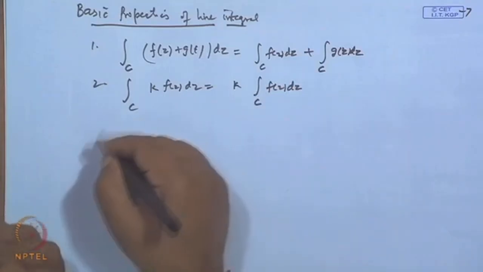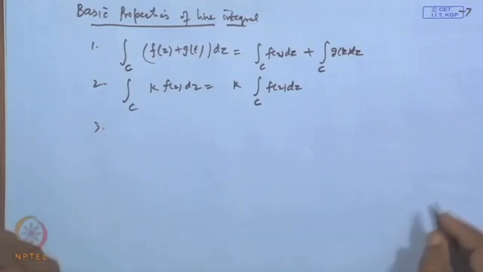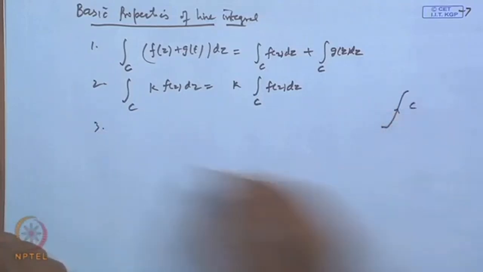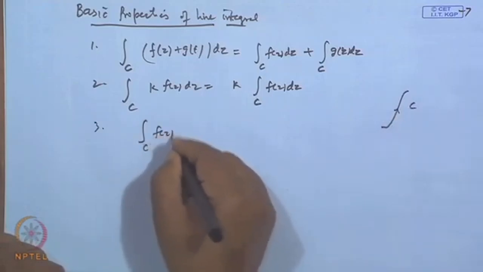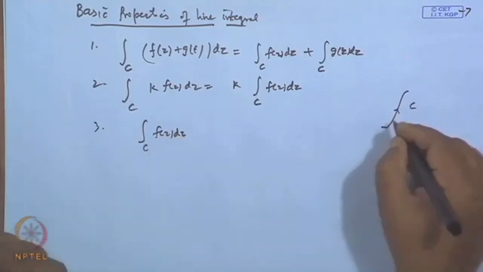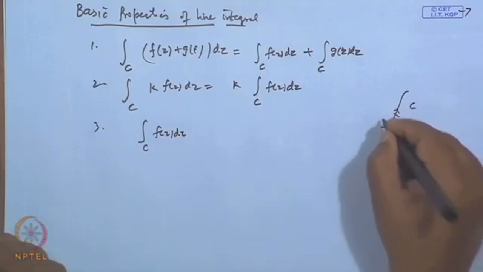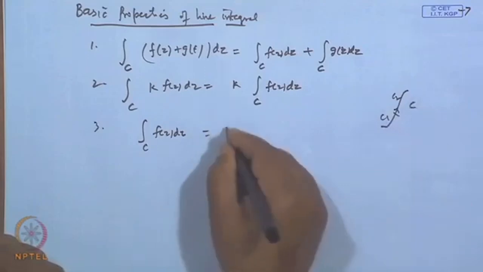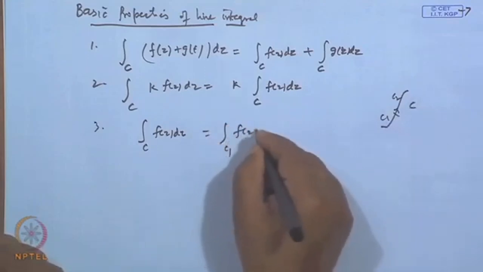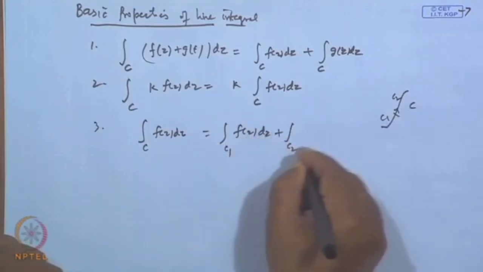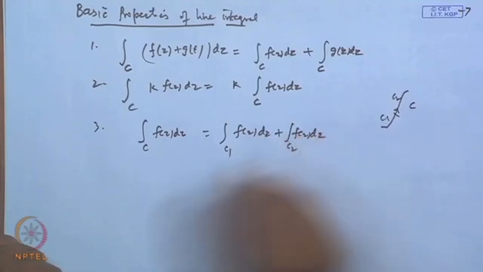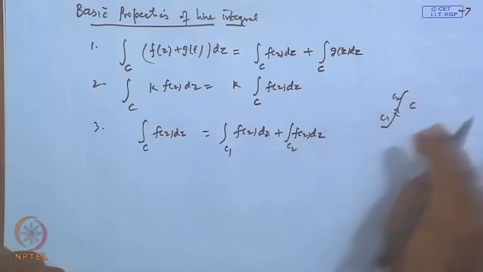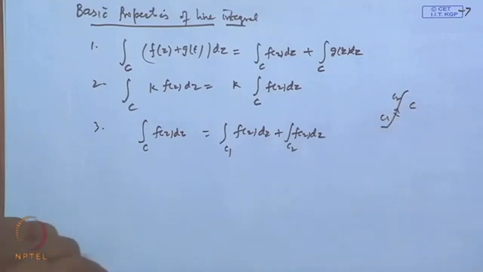Okay. Then also, this is an interesting one. Suppose we have a curve C and the integral of this function f(z) dz is there. If I break up this curve into two parts, C1 and C2, retaining the same direction, then this integral will be the same as the integral over C1 of f(z) dz plus the integral over C2 of f(z) dz, where C1 and C2 are the partition of the curve C.